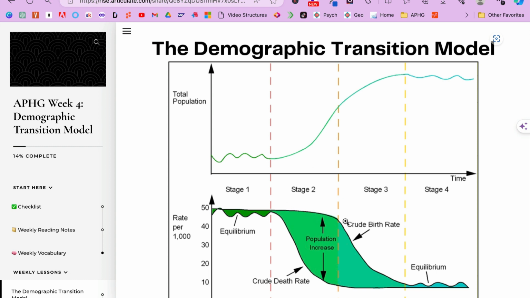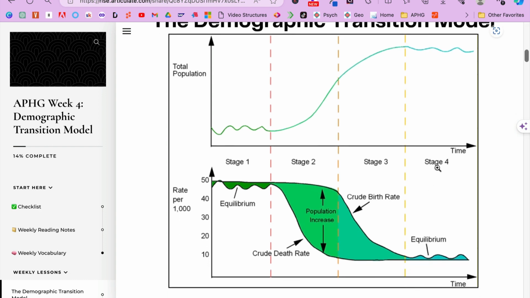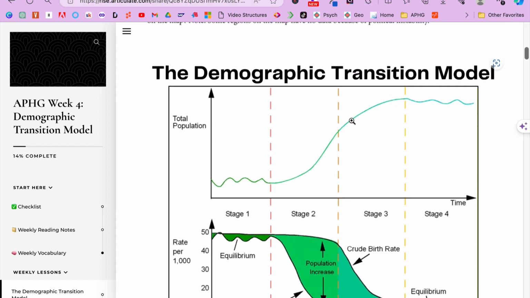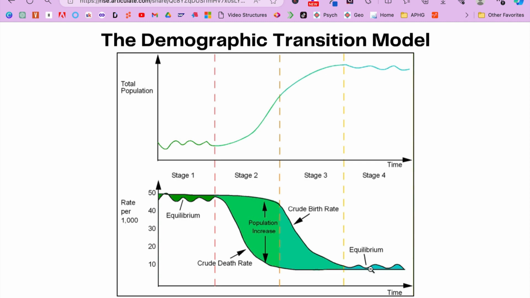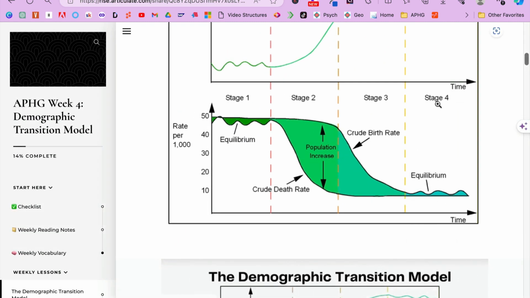Now, down here in stage three, the society is continuing to develop, and the birth rate is going to come on down to meet the death rate. Down into stage four, the population overall is higher, but the growth rate has stabilized because there's just not as many people being born or dying per 1,000.